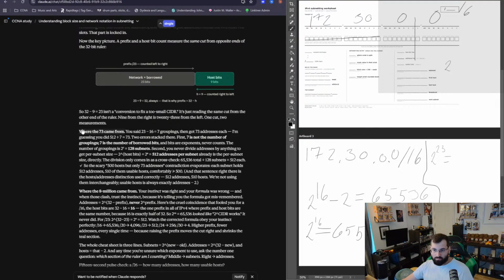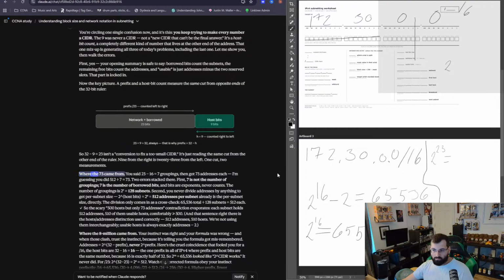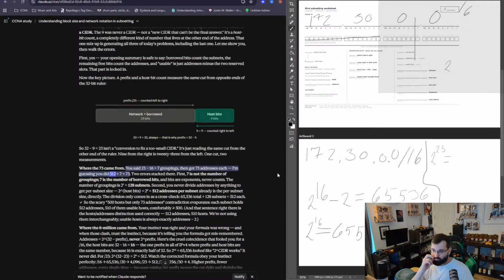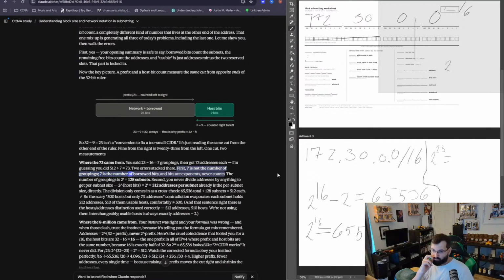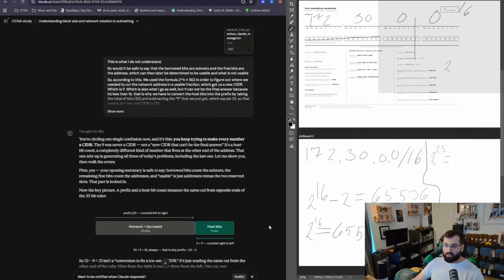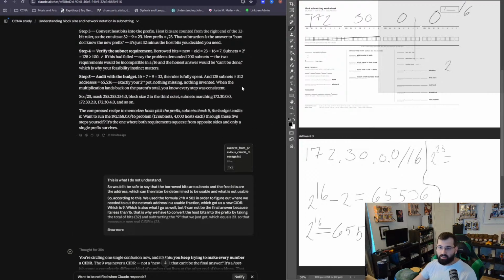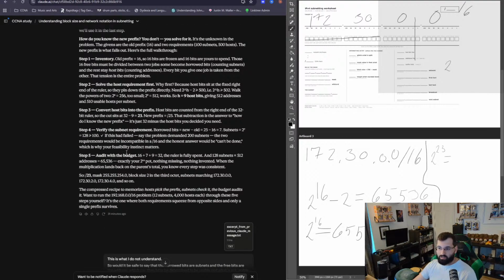You're circling one single point, where the 73 came from. You said 23 minus 16 equal to 7 groupings, then got 73 addresses each. I'm guessing you did 512 divided by 7 approximately. Two errors stacked there. First, 7 is not the number of groupings. 7 is the number of borrowed bits, and bits are exponents, never counts. No, that is not what you said. You said that it was 7. Okay, like, where is it?